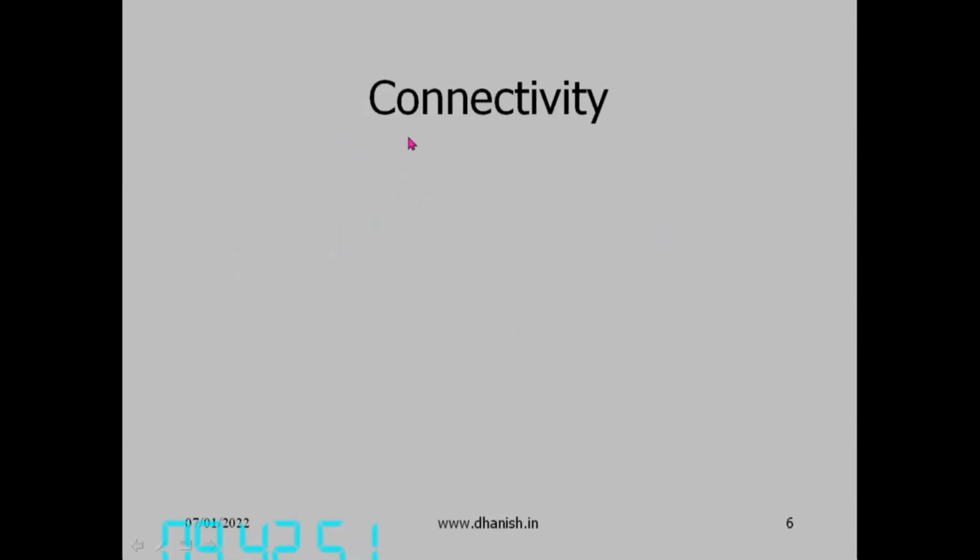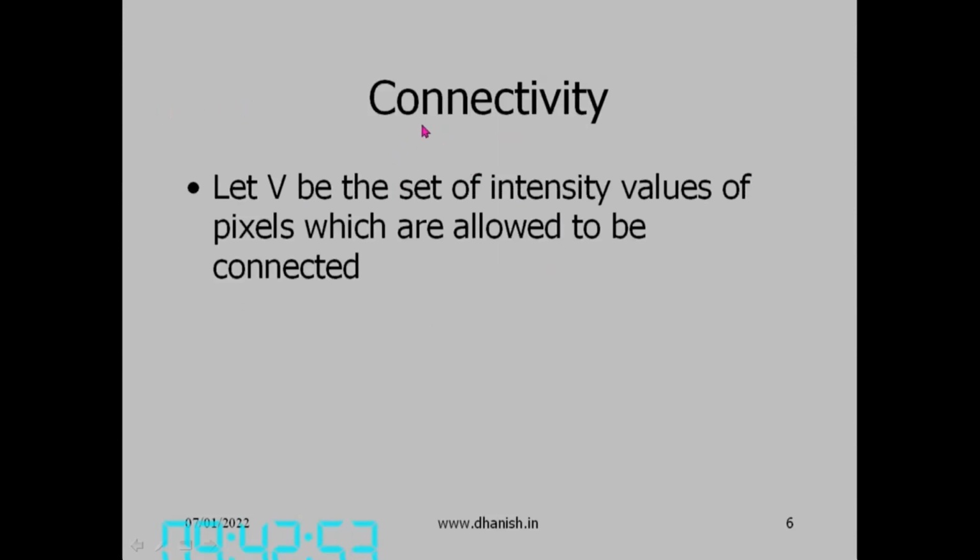So connectivity. Many times, for example, you want to find the boundary of an object. How do you do that? If the intensity at the neighbor is very much different from the pixel, then it is a boundary. If the intensity along the neighbors is the same as the pixel, then there is no boundary, it is the same color. That is how these concepts are applied.